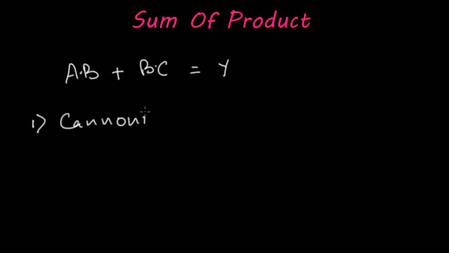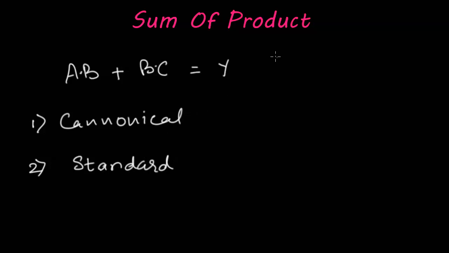So let's start with the sum of products. A sum of products is actually a sum of product terms. So we have A, B, which is a product term, and B, C. Two product terms, and the addition of these two terms is called the SOP. It can be multiple terms as well. There are two types of sum of products: first the canonical form, and then the standard form.